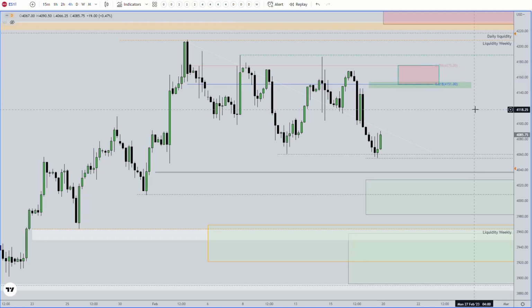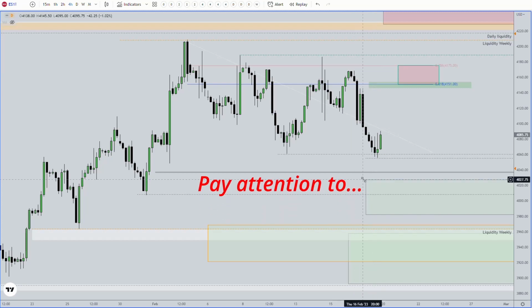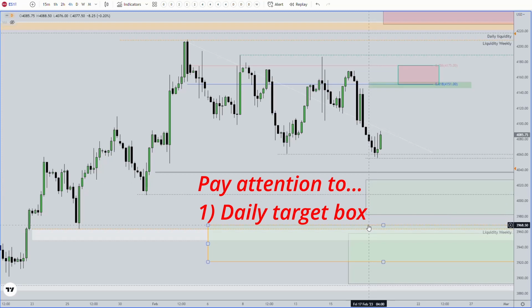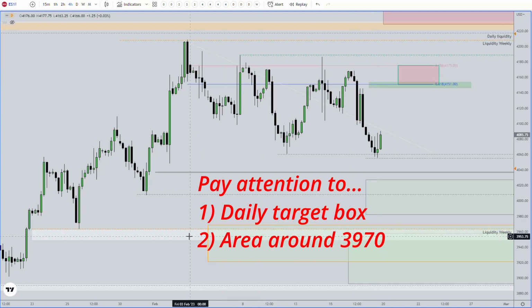To the downside, there are also two clear areas that you want to focus on and that you want to mark with alerts. Basically being the daily target box bullish at around 4,027, and then obviously if price makes its way further down, the area at around 3,970 with a daily fair value gap, a weekly and daily target box, and weekly liquidity.